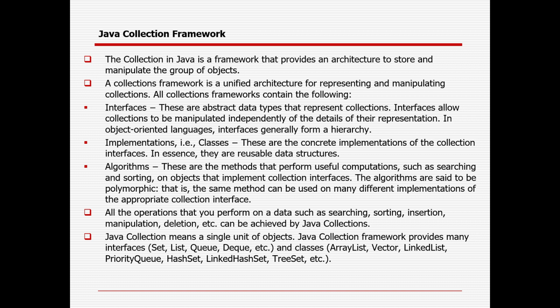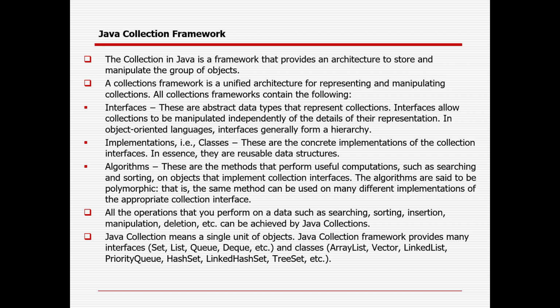So the collection framework is a unified architecture for representing and manipulating collections. All collection frameworks contain three important things. One is interfaces, meaning the abstract types. Second is implementation of the classes. Third is algorithms, or the methods. Interfaces are the abstract data types which represent collections. Interfaces allow collections to be manipulated independently of the details of their representation.